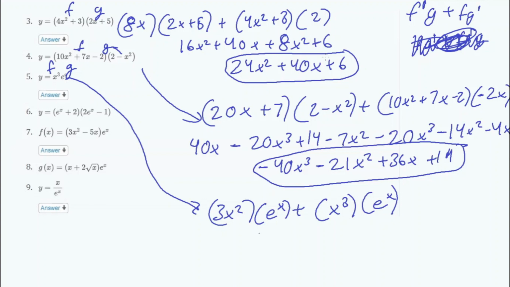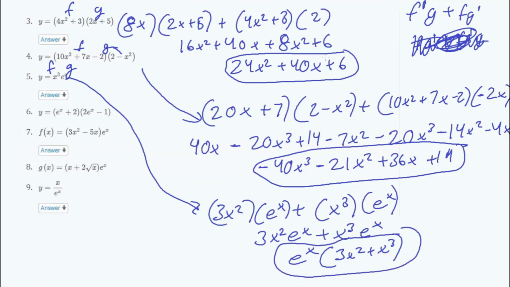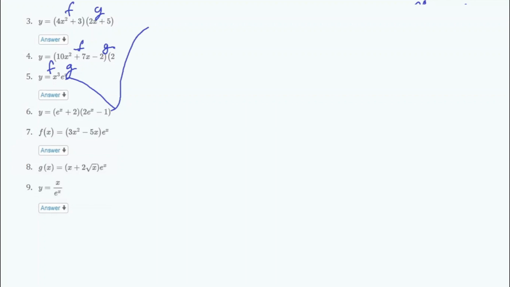If we multiply it out, we're going to have 3x squared e to the x plus x cubed e to the x. And you could also factor out the e to the power of x, so it would be e to the power of x multiplied by 3x squared plus x cubed. And that would be your final answer, but you could also put this on the top as your final answer because it's a multiplied out version. All right, so now let's take a look at number 6.